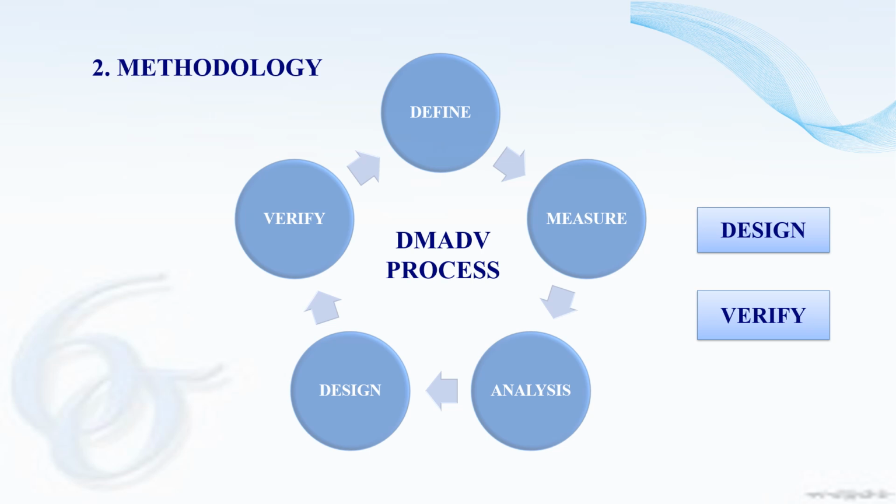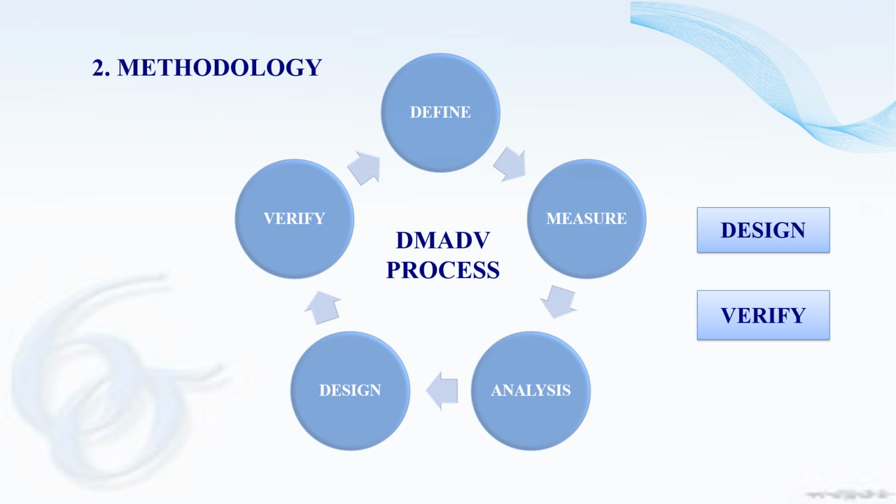It is used for designing a new product or process that hasn't existed before, or redesigning an existing process that can't meet the customer need even after improvement attempts, ensuring that a product or service meets Six Sigma quality standards right from the start. The phases of this method are define, measure, analysis, design, and verify.